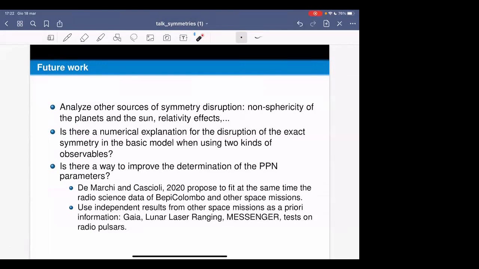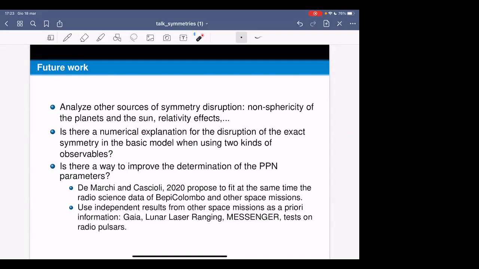We would like to understand if the reason why putting together two different kinds of observations has a numerical explanation, because from the theoretical point of view, there does not seem to be a reason why this should happen. But maybe we still haven't seen the solution. And of course, is there a way to improve the determination of the PPN parameters? Because of course, that is the final goal of the BepiColombo mission. We want to determine beta, eta, and the other parameters in a satisfactory way.